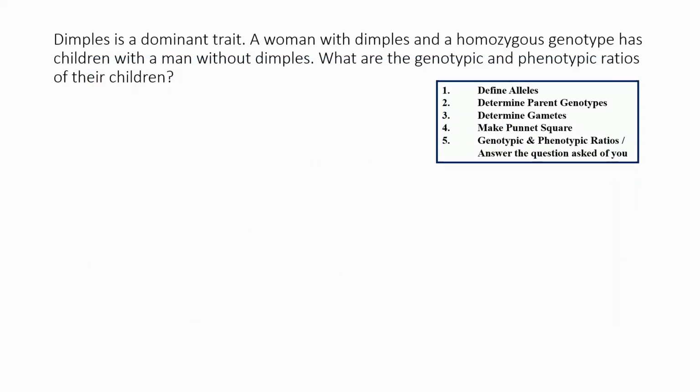All right, so let's read this question very slowly and very carefully, because that's a good way to start all these problems. Whenever there's important information, you make sure you get it down on the page. So first, dimples is a dominant trait. That's important. A woman with dimples and a homozygous phenotype, also important, has children with a man without dimples, equally important. What are the genotypic and phenotypic ratios of their children?